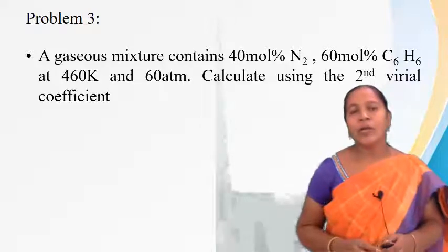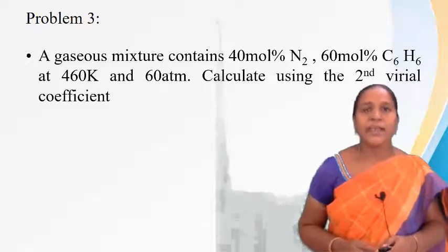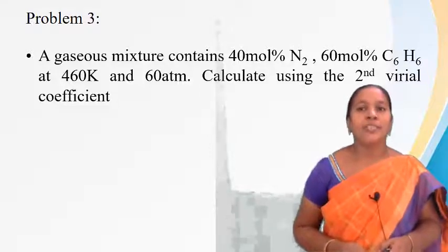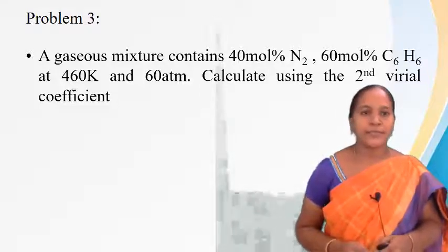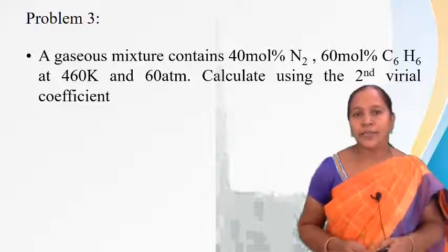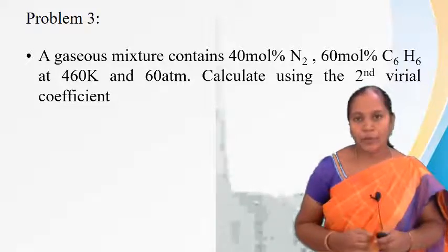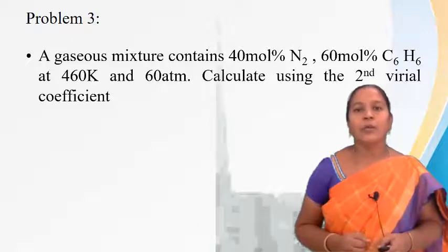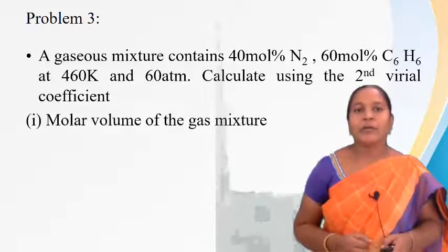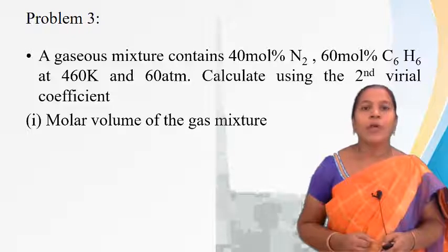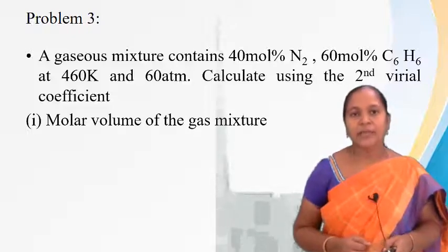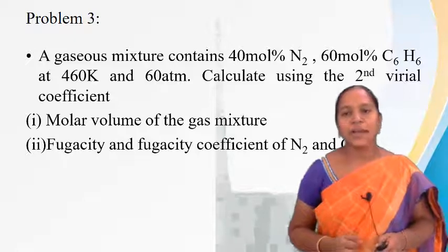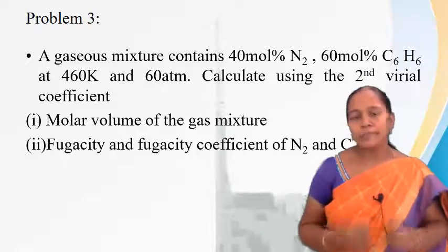Now coming to the next problem. A gaseous mixture contains 40 mole percent N2 and 60 mole percent C6H6 at 460 Kelvin and 60 atmospheres. Calculate using the second virial coefficient. First bit, molar volume of the gas mixture. Second bit, fugacity and fugacity coefficient of nitrogen and benzene.